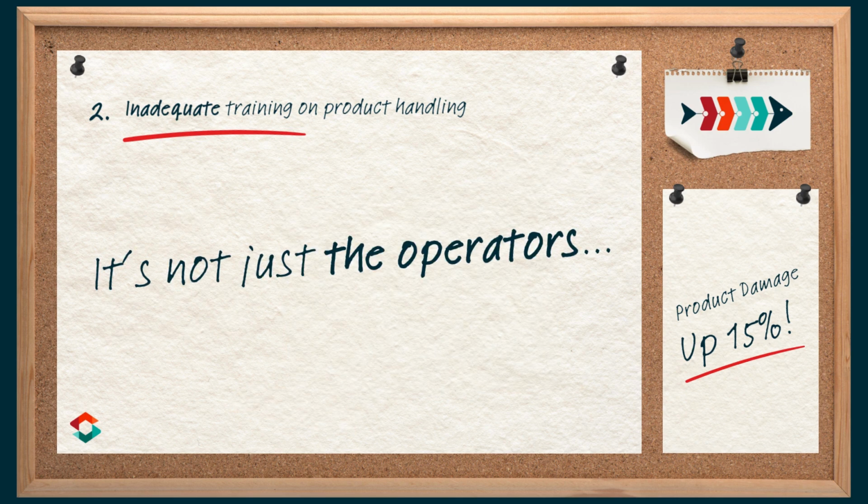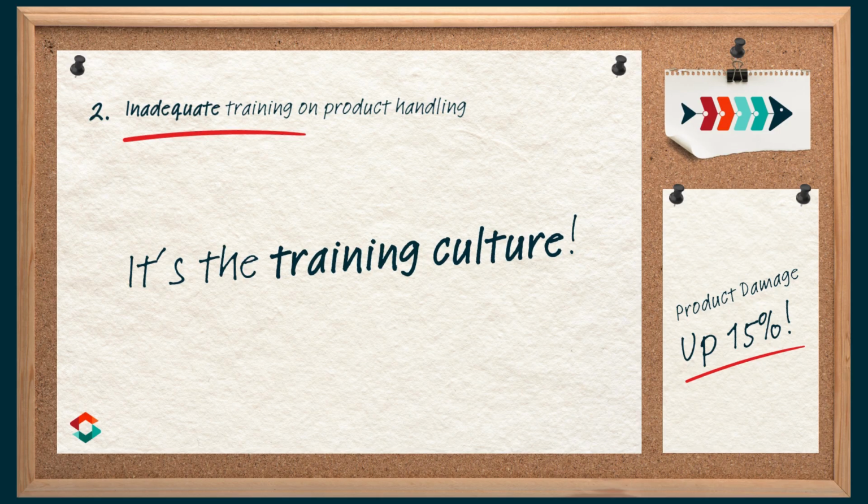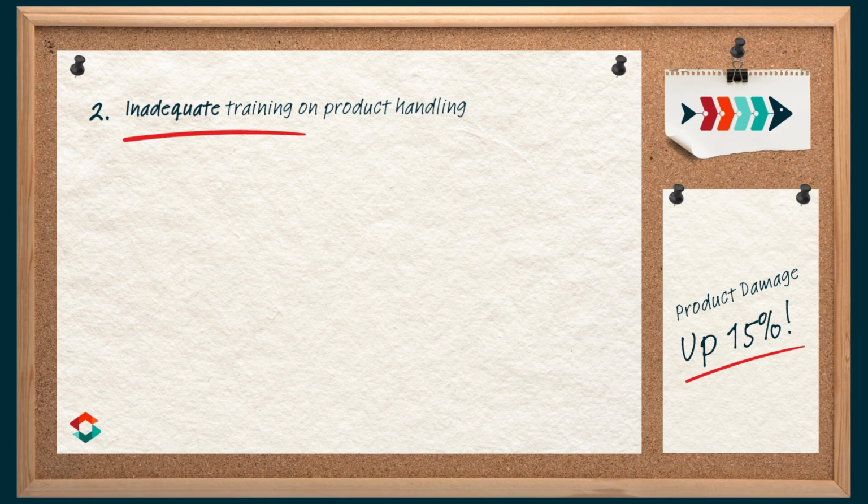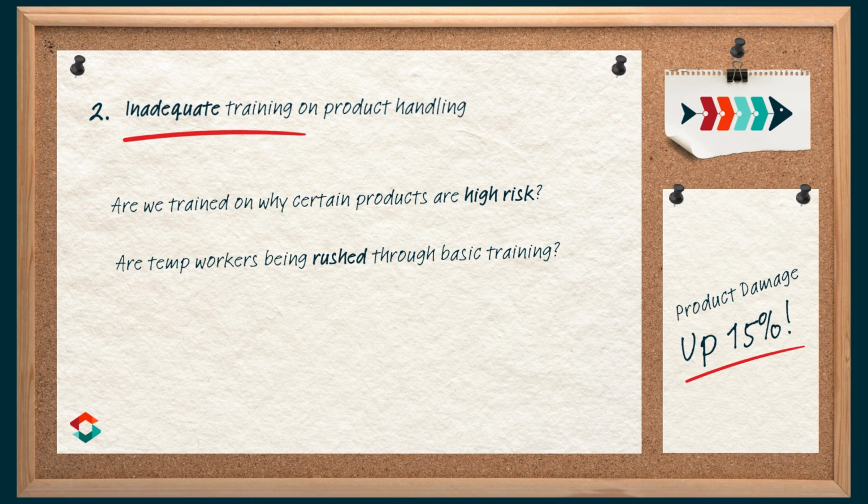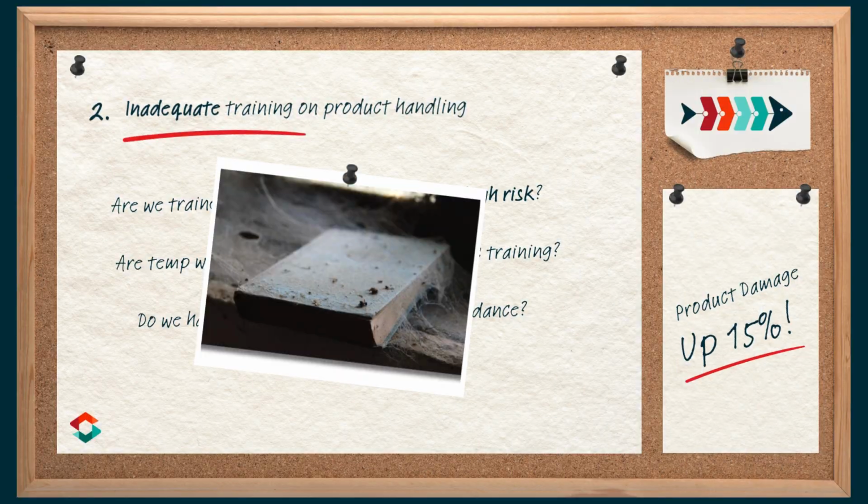And this isn't just about operators, it's about the entire training culture. So some things to ask yourself include, is your team trained on why certain products are high risk? Are temp workers getting rushed through the basics with zero reinforcement? Do you have product-specific handling guidance embedded into your SOPs, or is it buried in a binder that nobody touches?